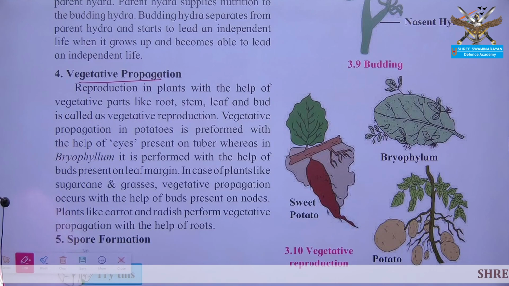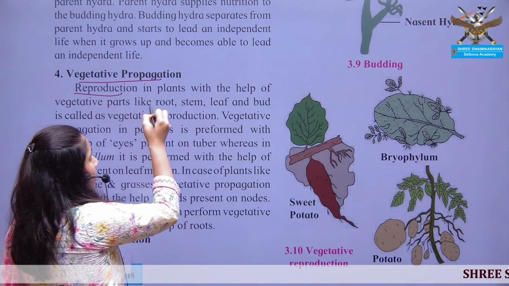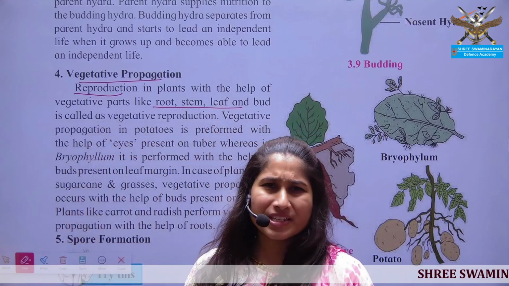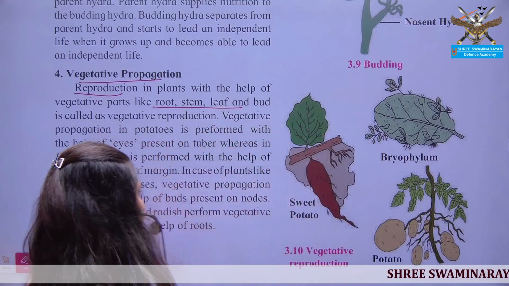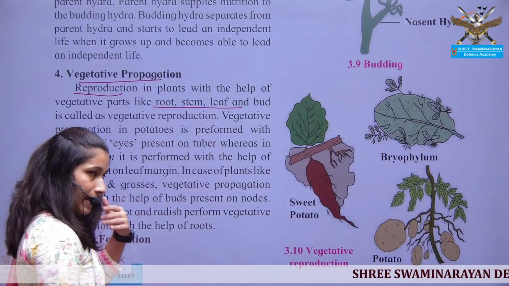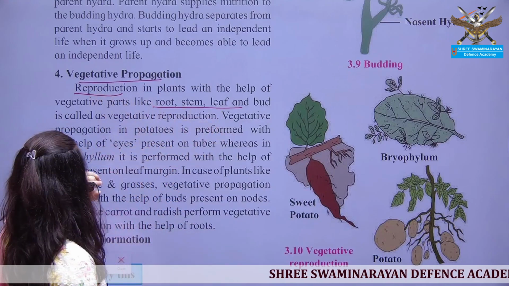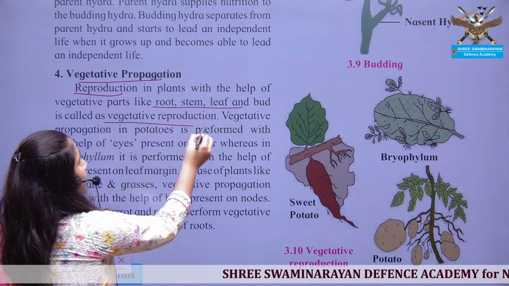Next is vegetative propagation: reproduction from plant parts. What are the parts of a plant? Root, stem, leaf, flower, petal, whatever. So reproduction from root, stem, leaf and bud is called vegetative propagation.